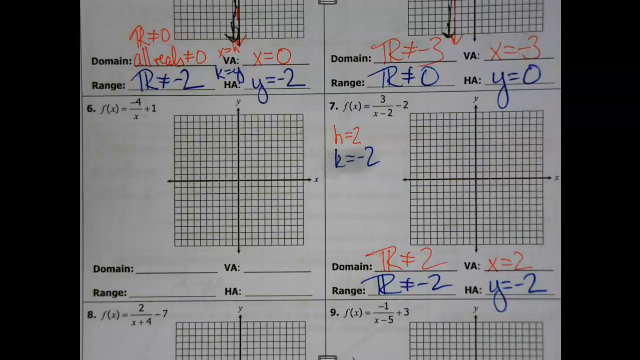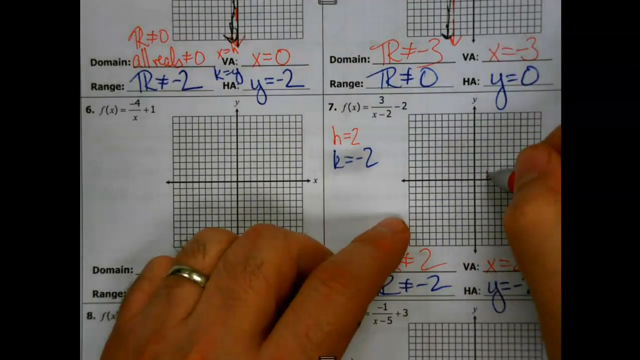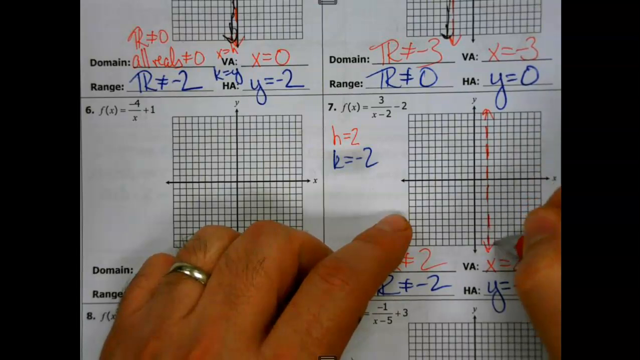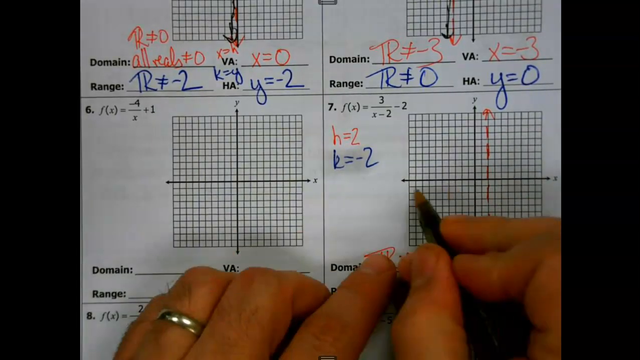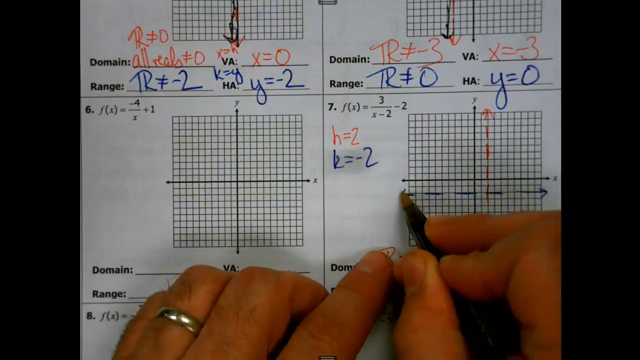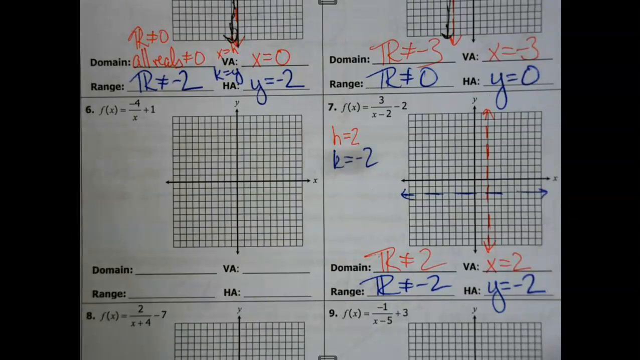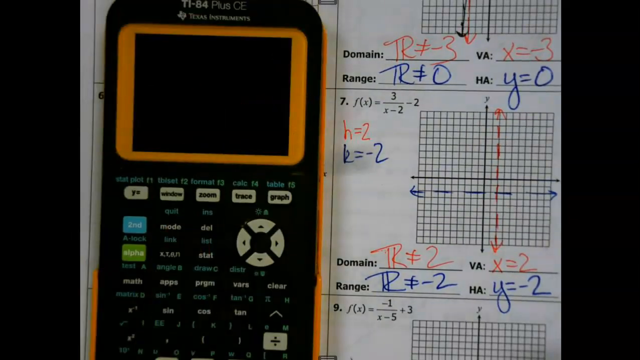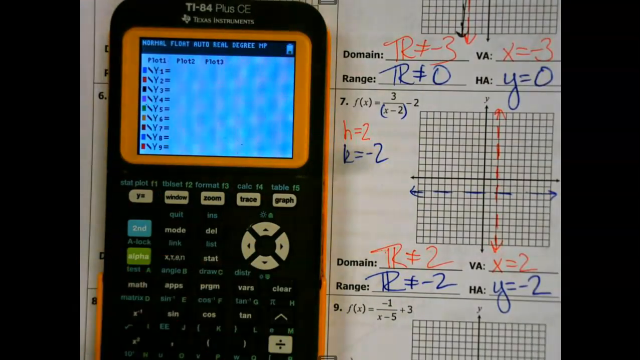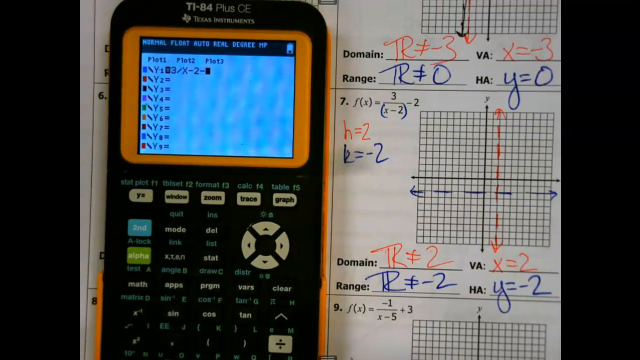So again, we have hints already on what our graph should look like when we go to the calculator. Just for fun, even though I know better, what happens if I type this in my calculator and I don't put parentheses at all?